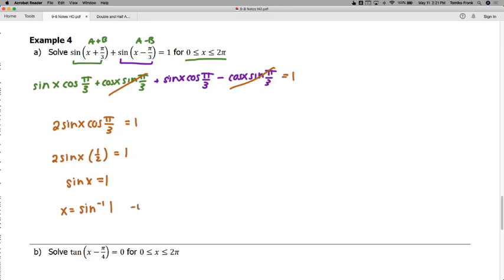But this is asking what angles on the unit circle have a sine of 1. And there's only one. That is at pi over 2. So that is our final answer for part A.